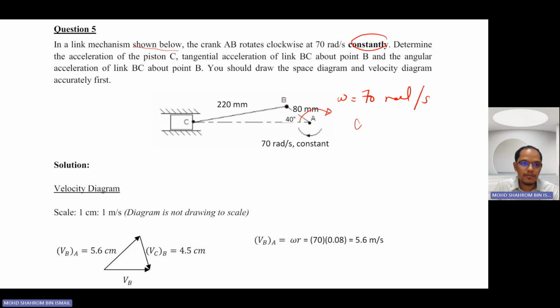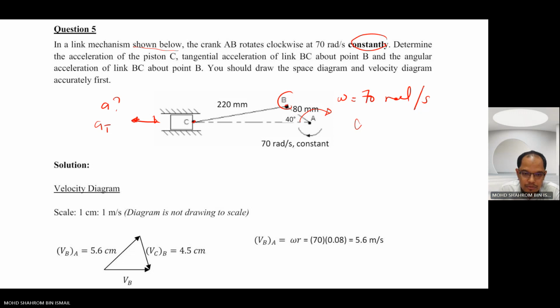What they want is to determine the acceleration of piston C, the tangential acceleration of link BC at point B, and the angular acceleration of link BC about point B. You should draw the space diagram and the velocity diagram accurately first.